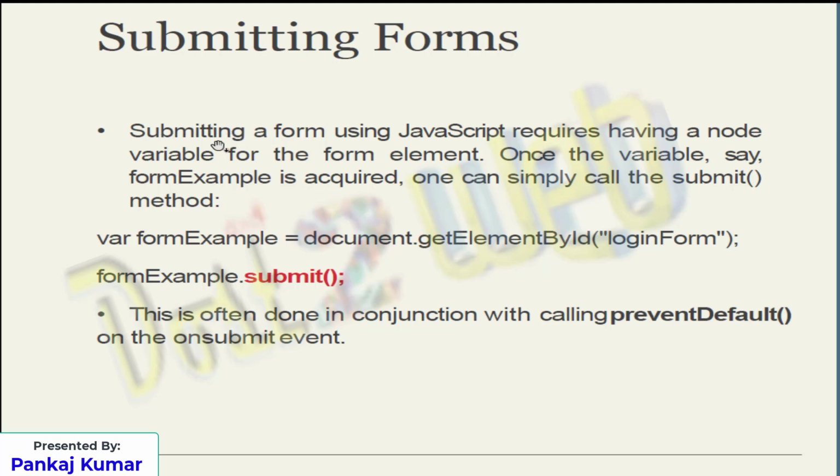So next, at the last, you are going to hit the submit. That means the moment you click submit, what happens? You have created a JavaScript where you have the login form, right? That form ID is login form. The moment you click, that is the form example dot submit, you will get submit. And this is often done in conjunction with calling prevent default on the submit event.